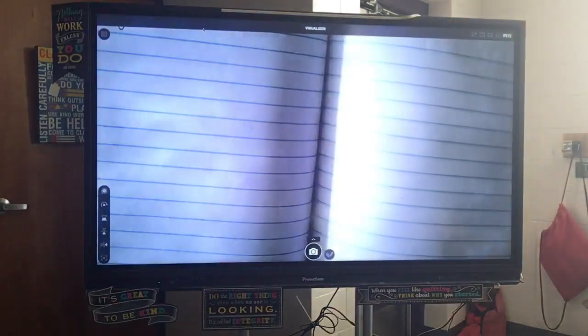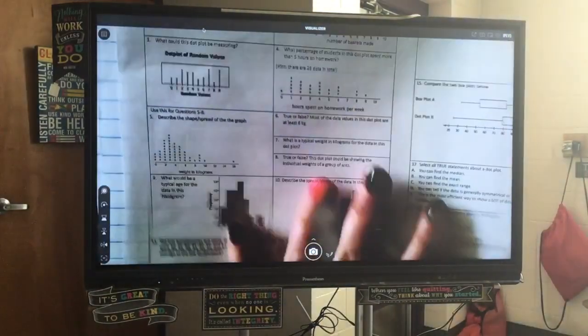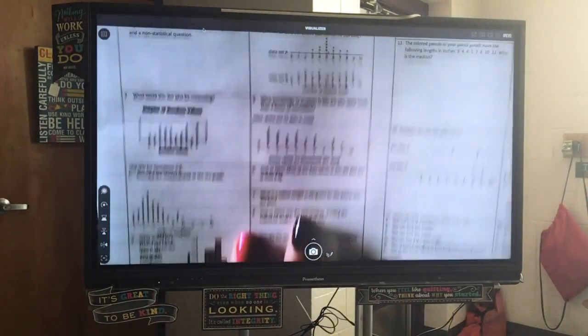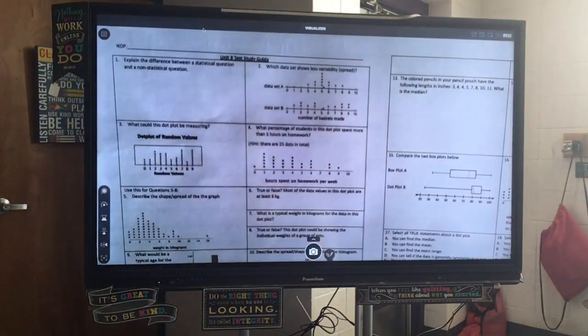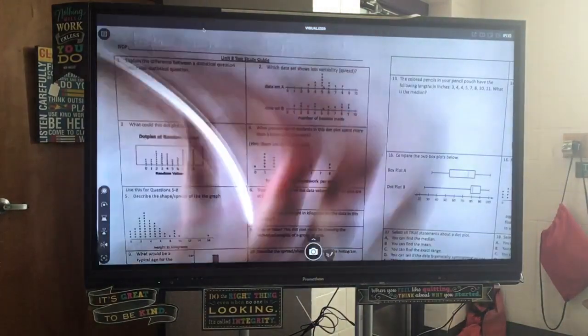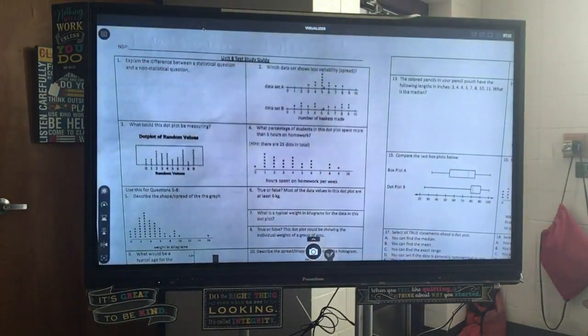Okay, I'm just trying to get an idea of where we are. For the most part, when we're going through these, you're just checking your work for all of the first side and the majority of the second side. So pencils should not be in our hand unless you're erasing or you're adding to your work. Alright, so number 1, it says explain the difference between a statistical question and a non-statistical question.